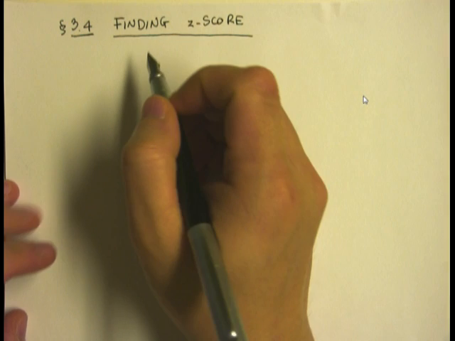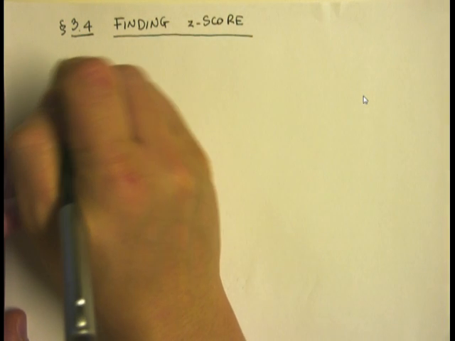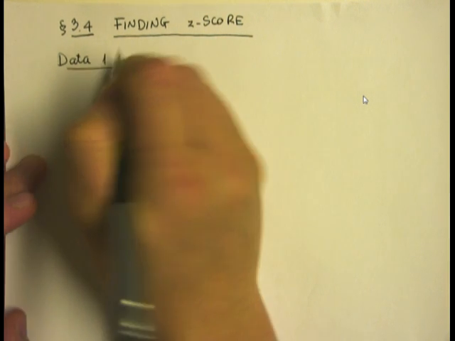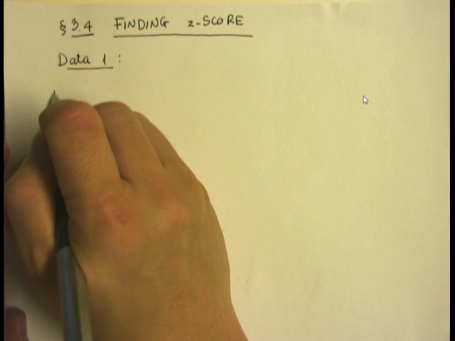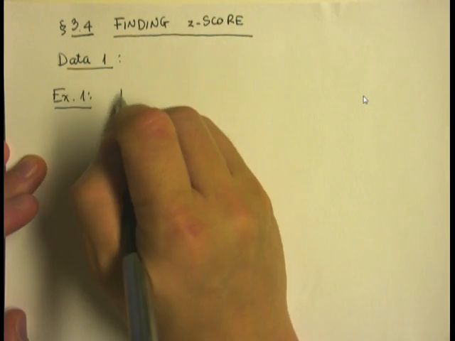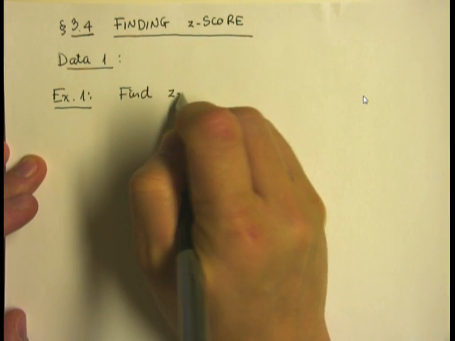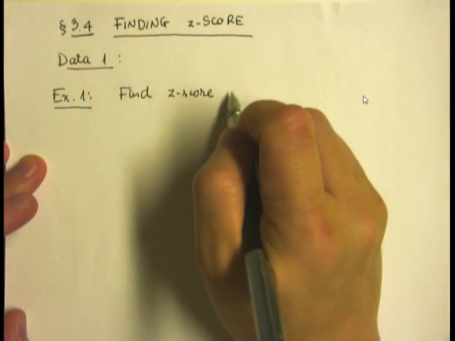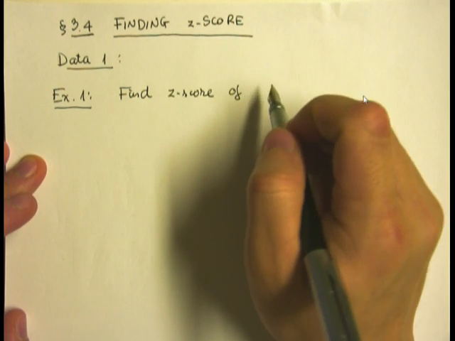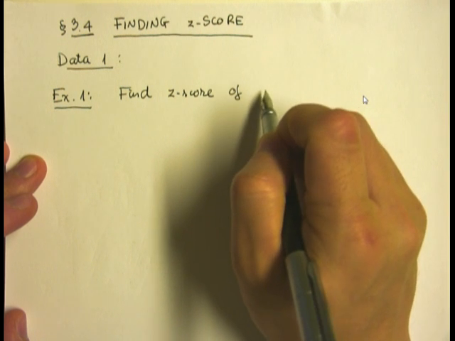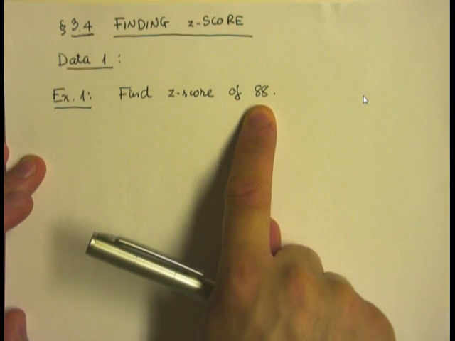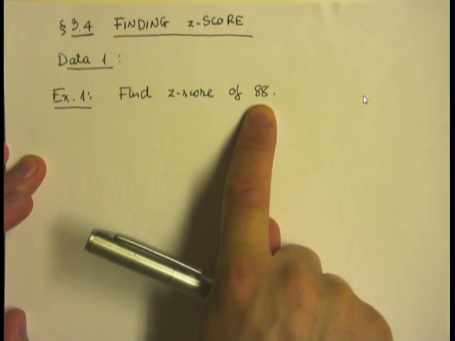And so, if you're looking at data set one, let's say, and we are coming up with example 1, we want to find the z-score of the value, say, 88. Okay, so 88 in the row of data values is one individual data value.